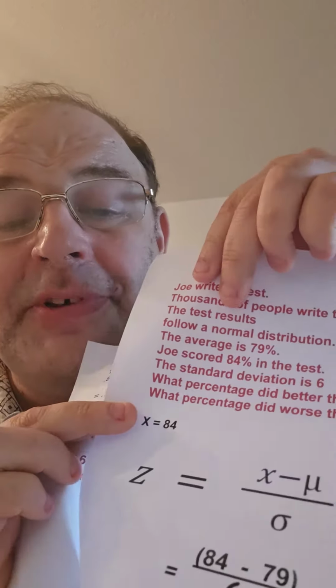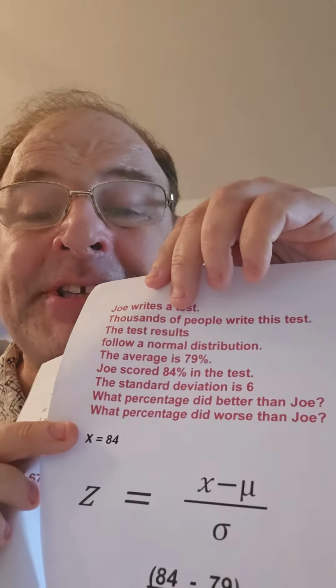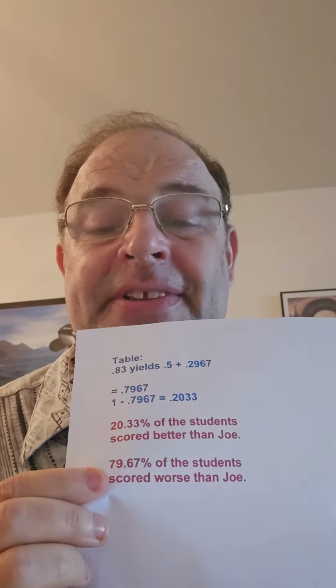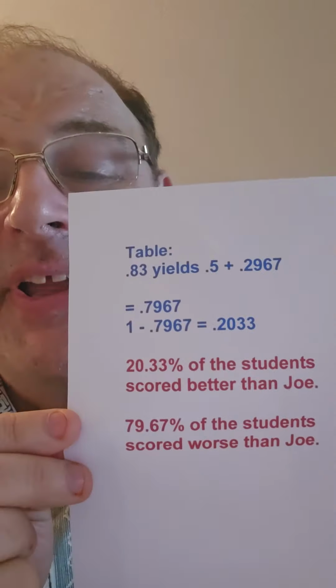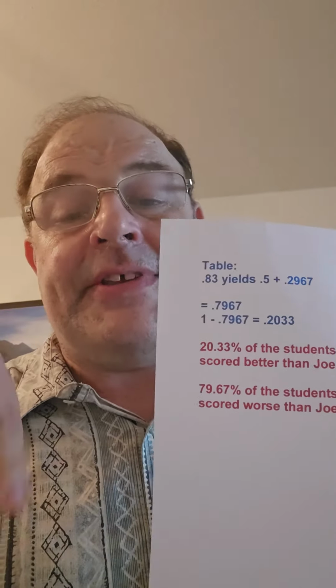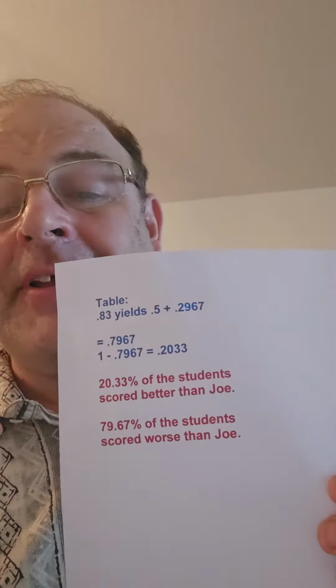But if we look at the wording of the question, they said what percentage got better and what percentage did worse. So I like to answer the way they asked. So if he did better than 0.7967, that means 79.67% did worse than Joe, and 20.33% of students did better than Joe. That's very good. That means a huge portion of students did worse than Joe. And what we have written there is the answer to the question. That's the introduction. I hope you enjoyed it, and talk to you all soon.